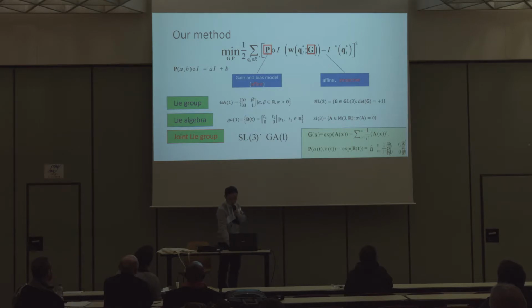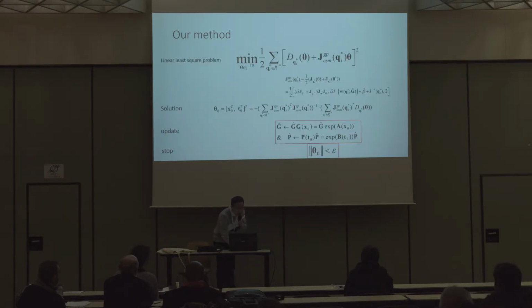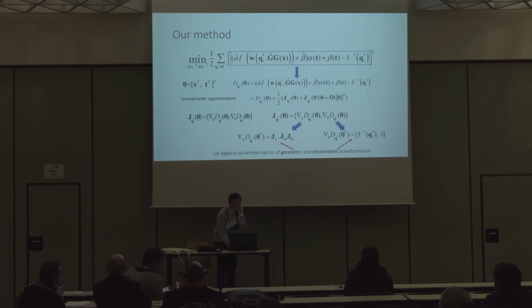The joint Lie group is parameterized by their joint Lie algebras. The problem can be explicitly written as this problem. Theta is the joint parameters. D is the error function. Here we give it a second order approximation.